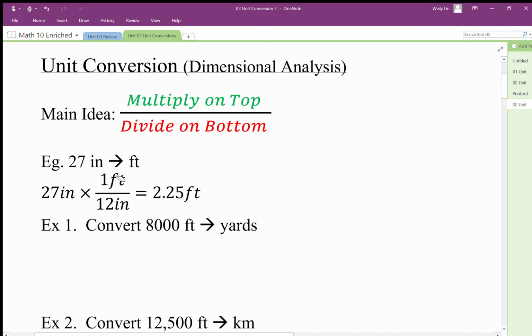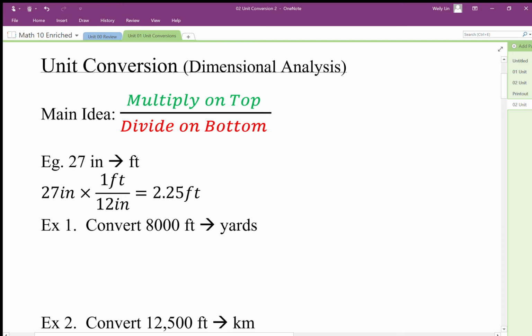And we use this idea that if I want to get rid of inches, I need to divide by inches. So that's times inches, divide inches. They cancel out and they give me feet. And all the factors on the bottom we divide with, all the factors on the top we times.